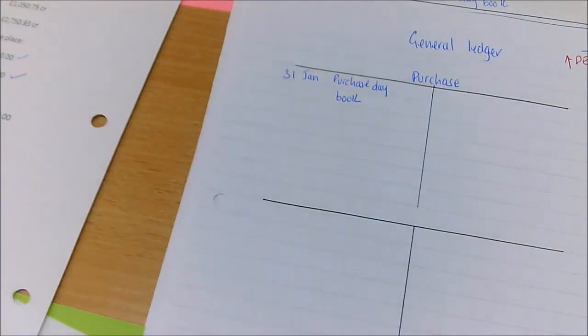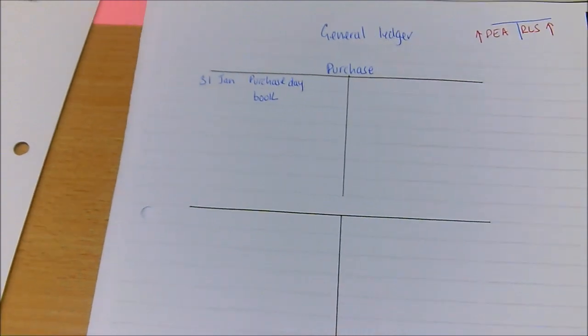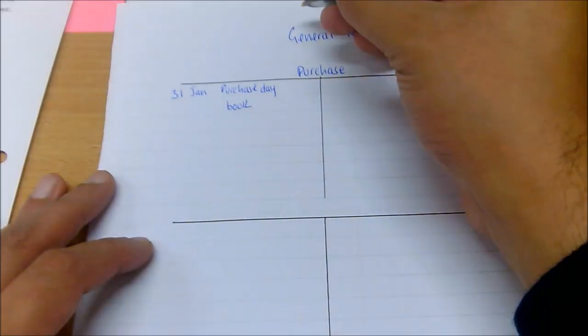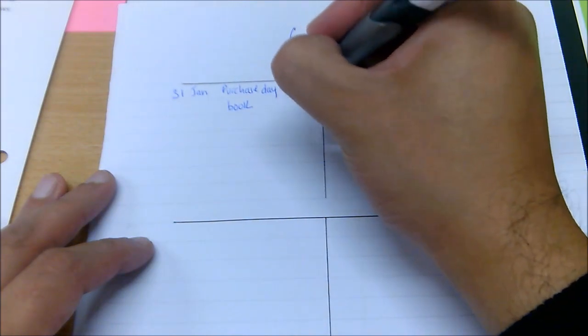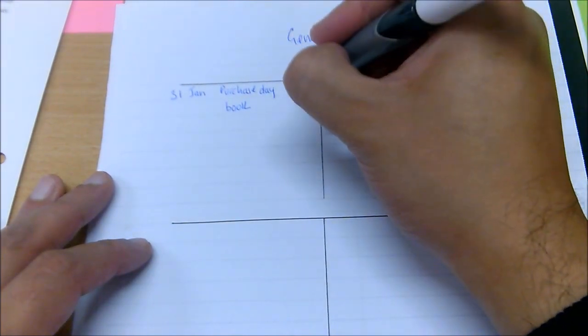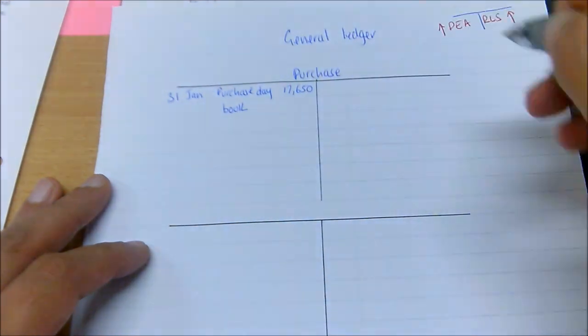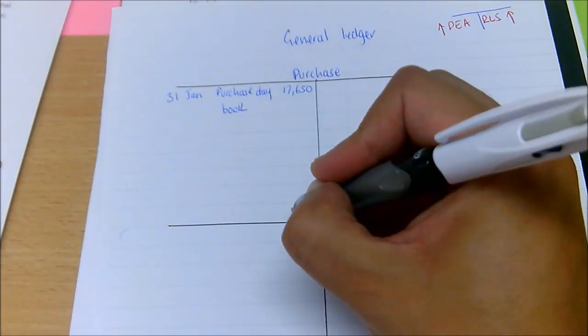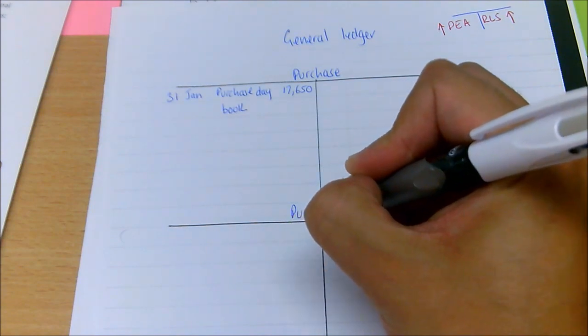Okay, and the amount is going to be, how much was it? Was it 17,650? Okay, and then you do a similar thing for a purchase return account.